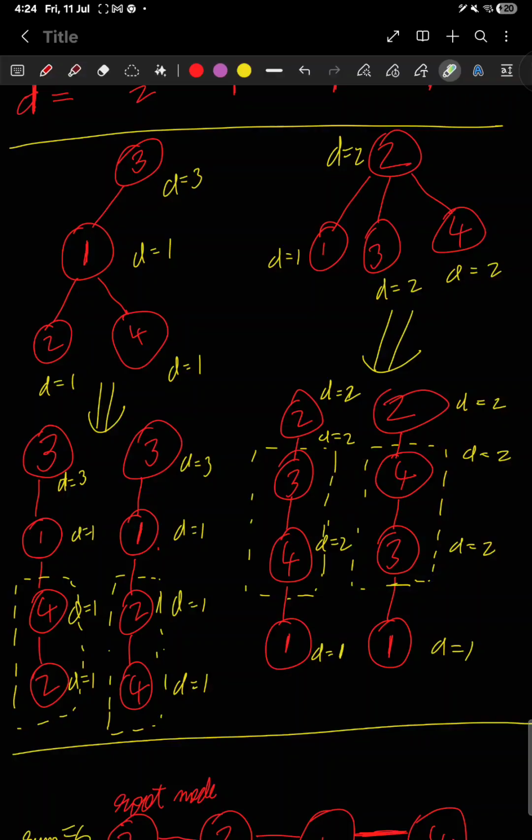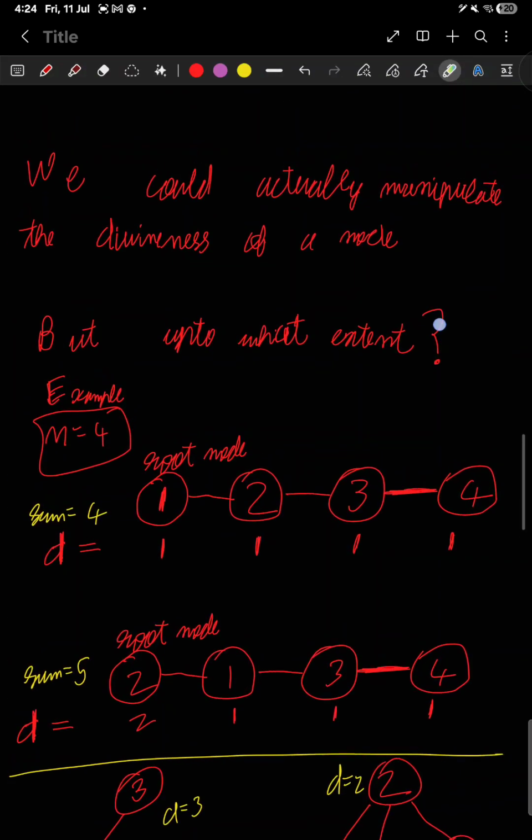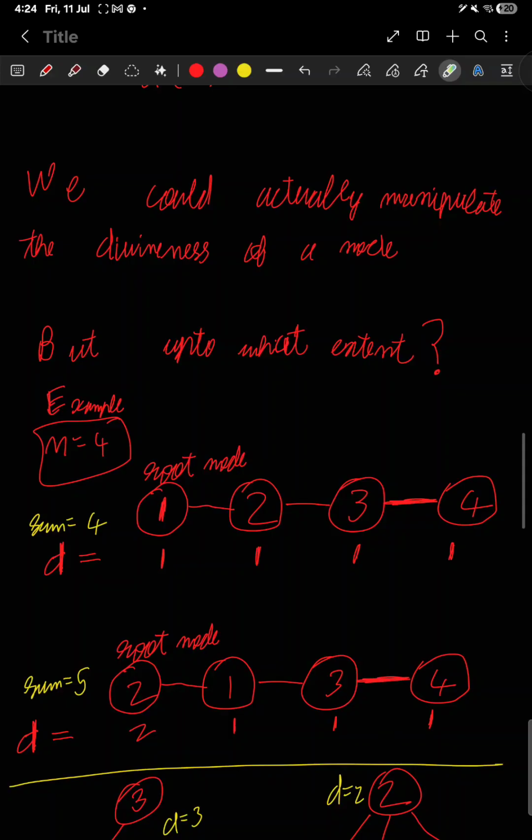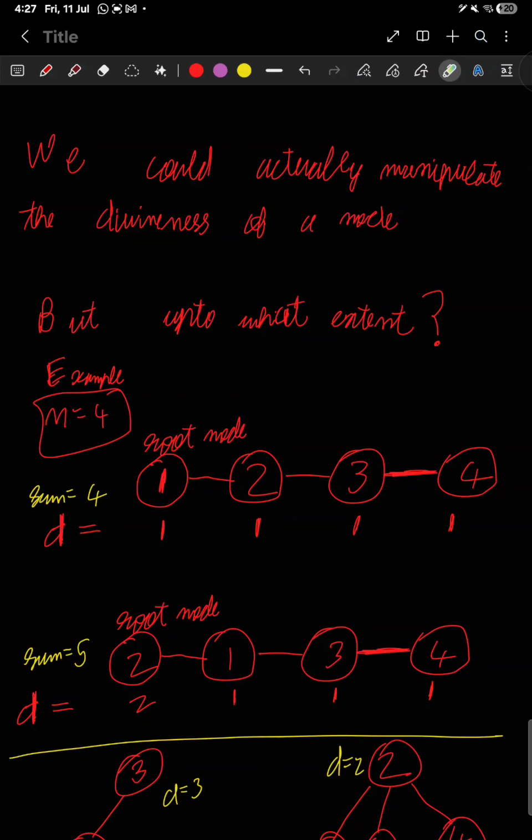So after we have understood the fact that all the multiple branched nodes could be converted into a single branch node, let's continue with the concept further. So what were we discussing? That we could actually manipulate the divineness of each node, but what could be the values that we could manipulate the divineness of a node to?